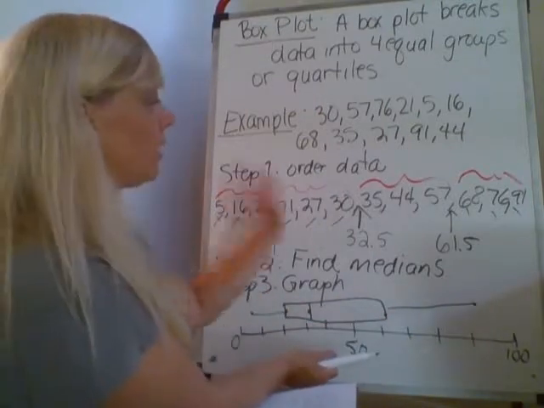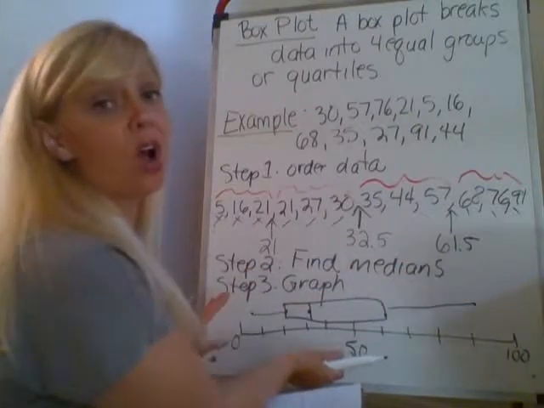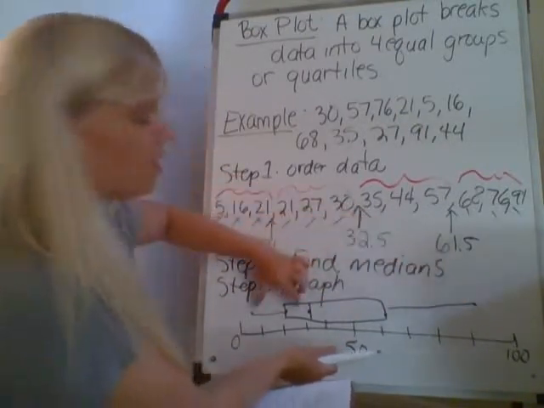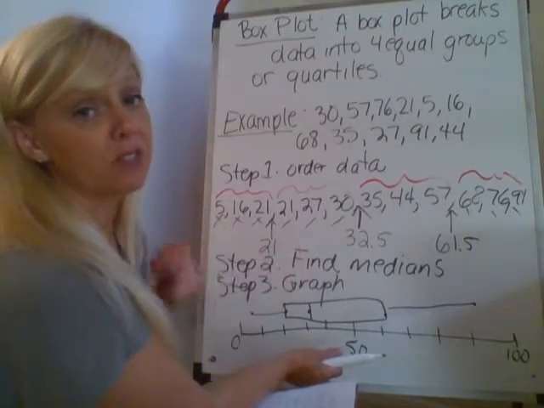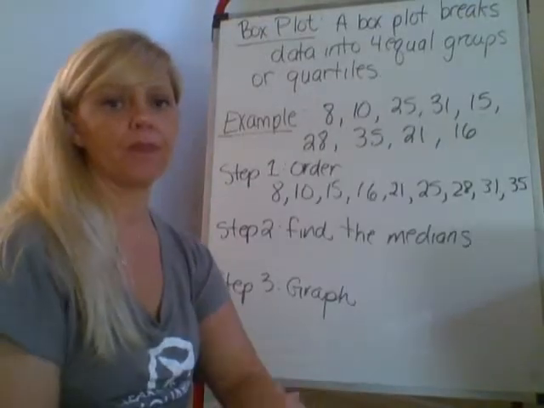So that's why those pieces are longer. Even though we have the data broken into 4 equal pieces, this is all jacked up because we've got gaps here and we've got clusters right here. So that's why these pieces are smaller. Okay, let's go ahead and do one more example.